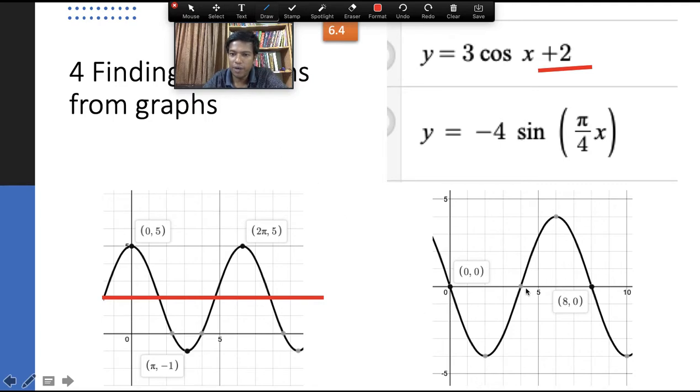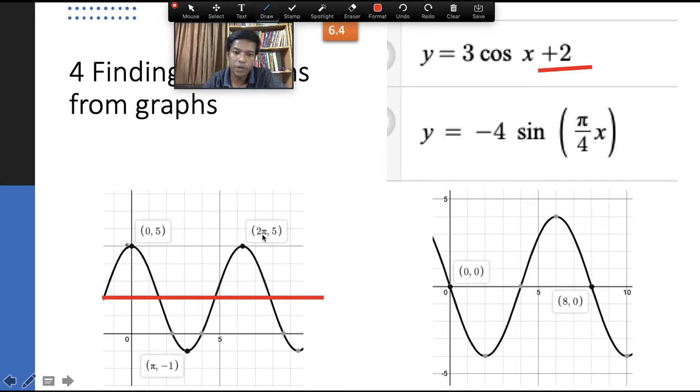This is a sine graph, and you have the amplitude 4, a negative sign because it is going down. So amplitude 4 means 1, 2, 3, 4. So amplitude is 4, and then period is 8. So you write 2 pi divided by omega, then divided by 8, then you get it. Okay. So period is 8.